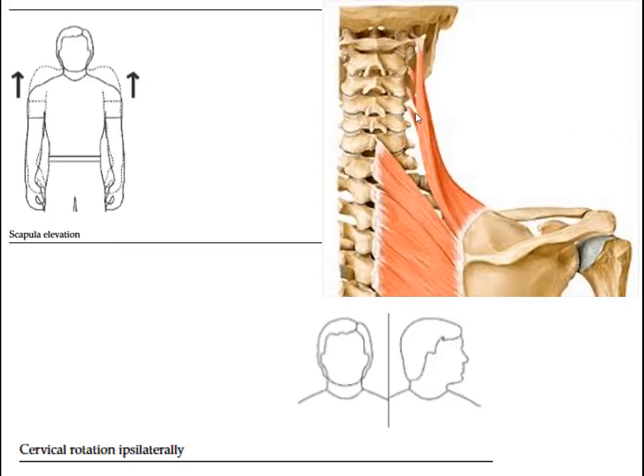And you can kind of see the levator scap here. It is a better picture. It kind of goes out onto these transverse processes. When these contract, it's going to pull that head back and it's going to do ipsilateral cervical rotation.